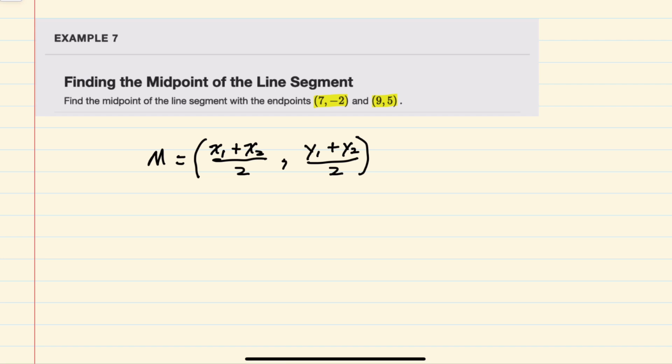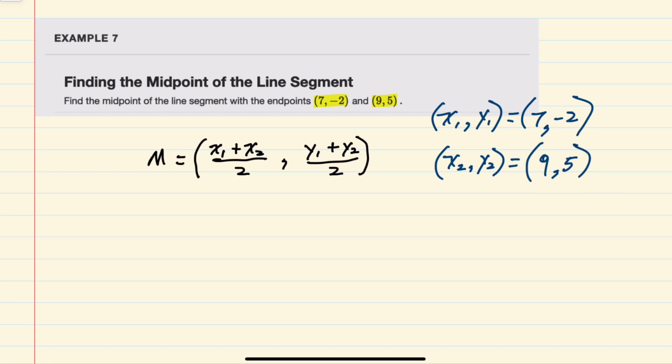For any example, we just need to identify what our x1, y1 coordinate will be. Here I'll use the first one, (7, -2). And then for our second point, x2, y2, I'll use the other point, (9, 5). Although notice that since we're just adding and dividing by 2, the order doesn't matter.